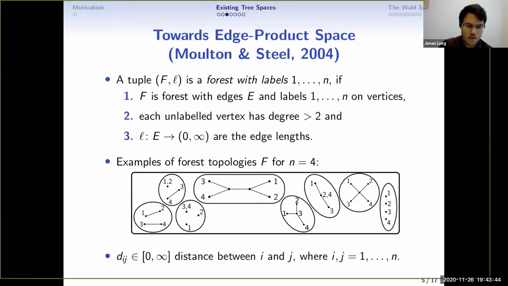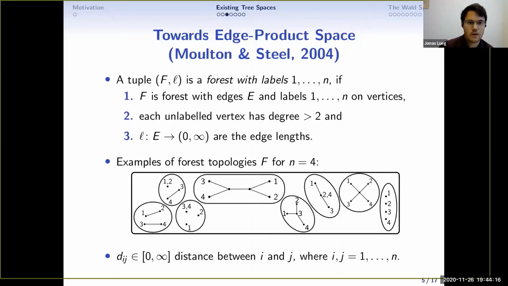And just for the notation, with Dij we denote the usual distance between labels in one particular forest, where the distance can now be infinity if these labels are in different components of the forest. If the labels are on the same vertex, we define the distance to be 0. If the labels are in the same component but on different vertices, we just add up all the edge lengths of the edges on the unique path between the labels i and j. So Dij is for some fixed forest.